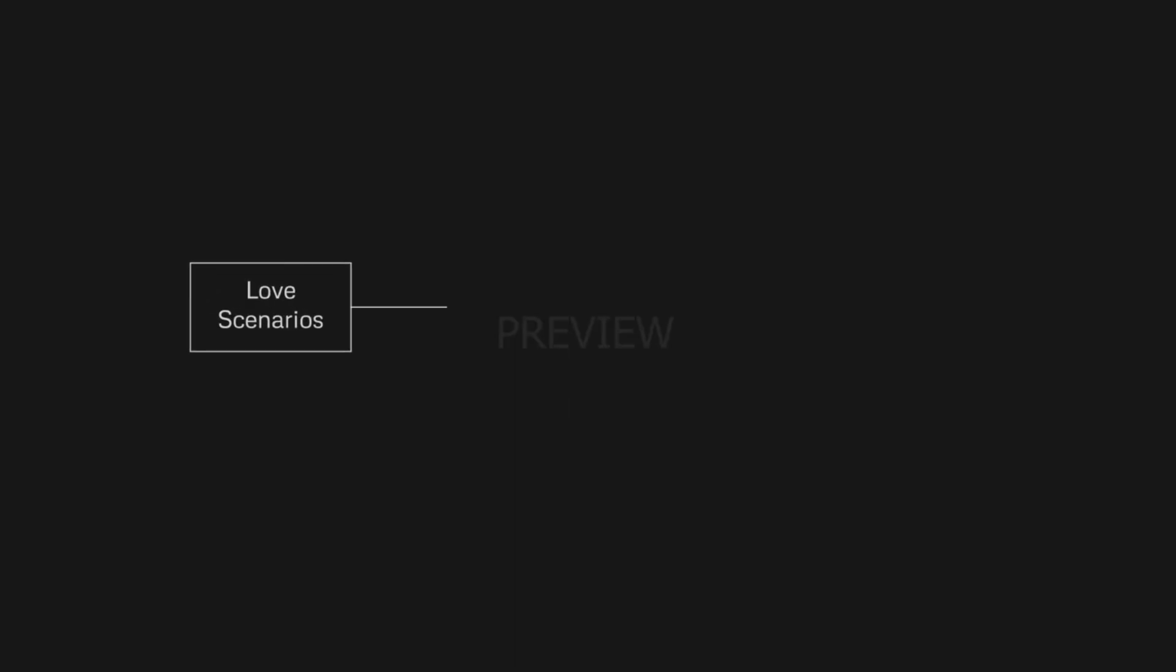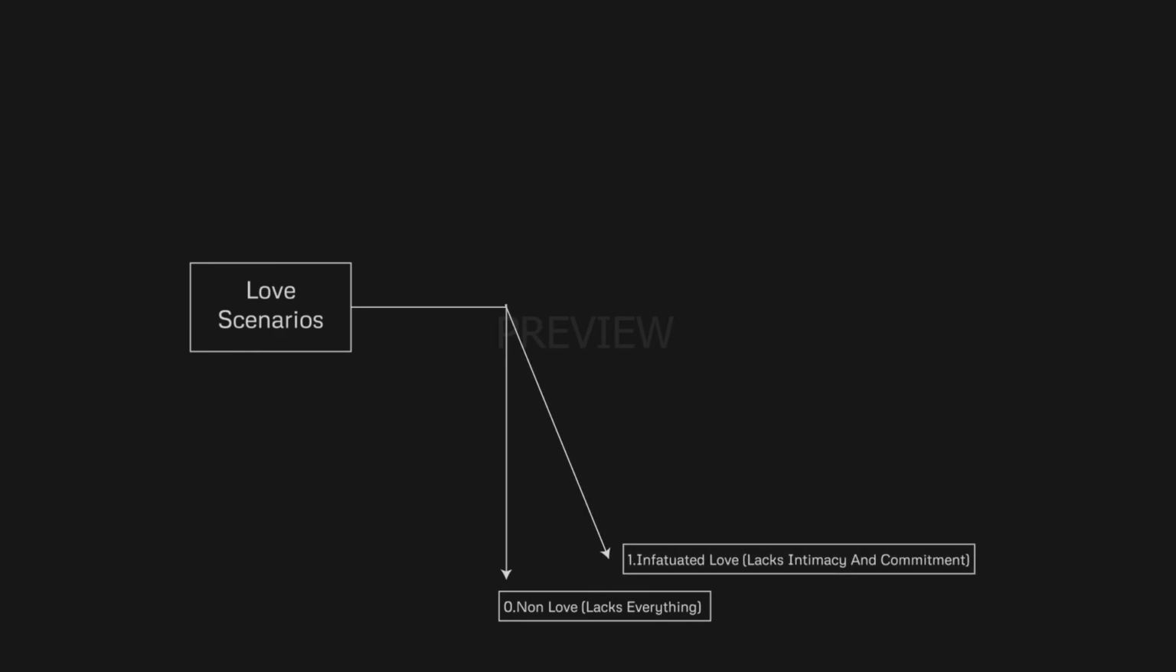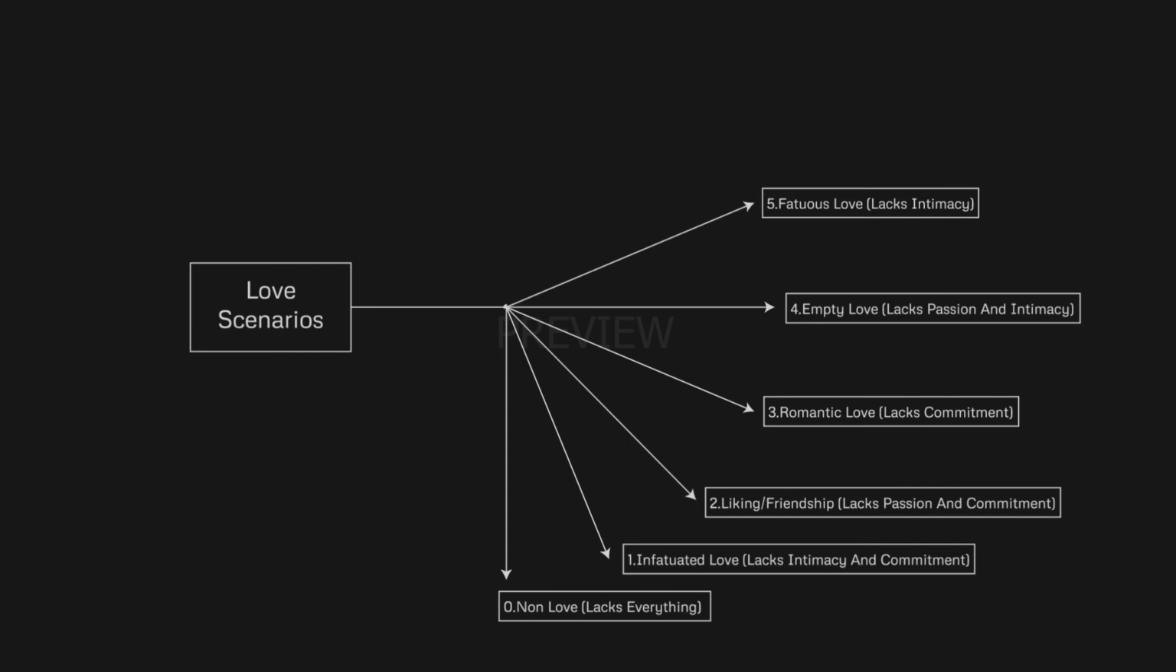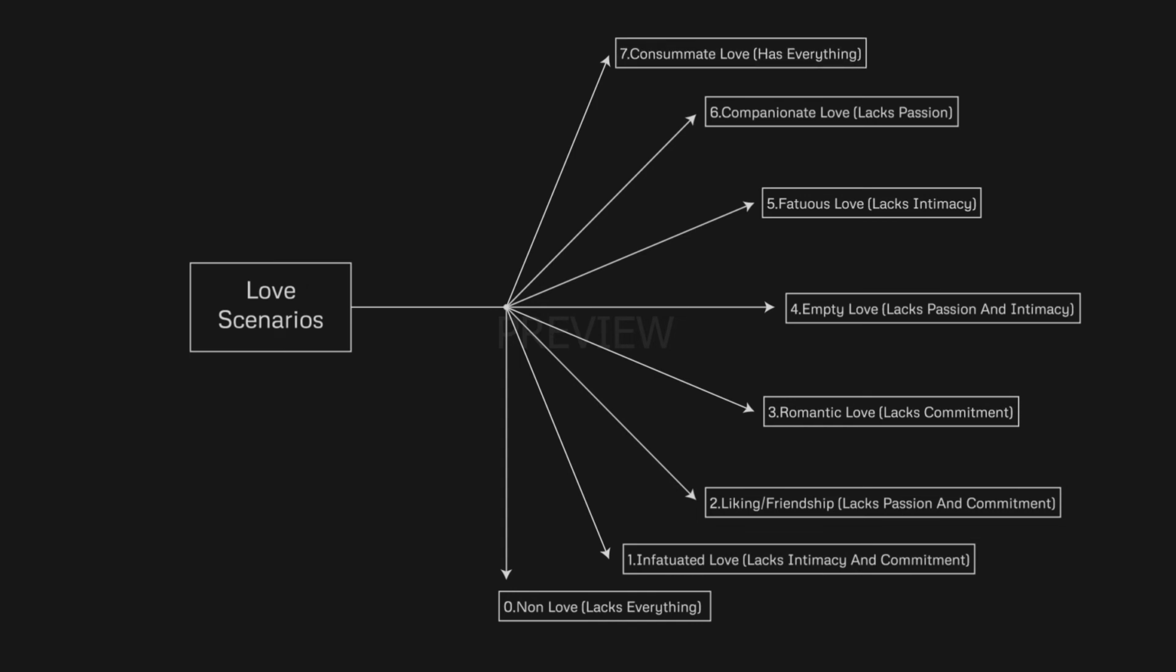Love scenarios. 0, non-love, lacks everything. 1, infatuated love, lacks intimacy and commitment. 2, liking friendship, lacks passion and commitment. 3, romantic love, lacks commitment. 4, empty love, lacks passion and intimacy. 5, fatuous love, lacks intimacy. 6, compassionate love, lacks passion. 7, consummate love has everything.